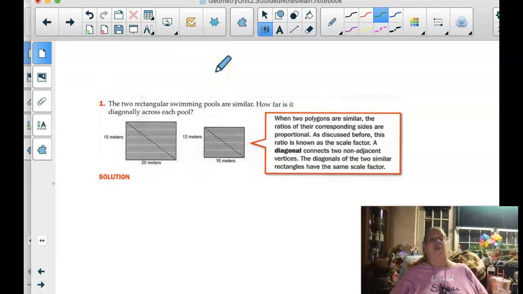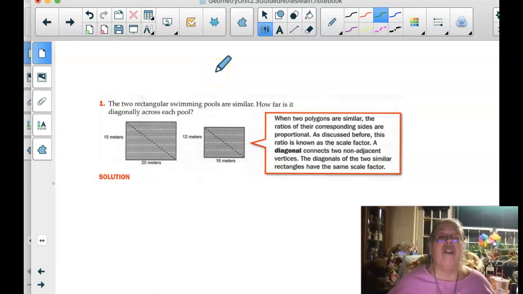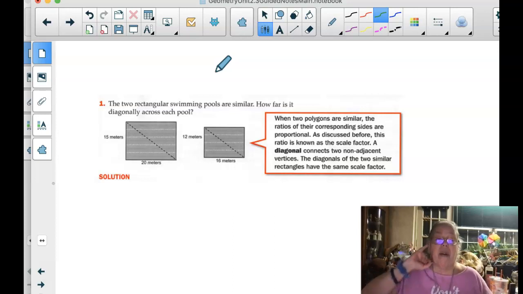Now let's look at these. 2 rectangular swimming pools are similar. How far is it diagonally across each pool? Now, we talked briefly about the Pythagorean theorem. We could totally use that. But they are in proportion. Okay? So, and we're probably going to use the Pythagorean theorem anyway.